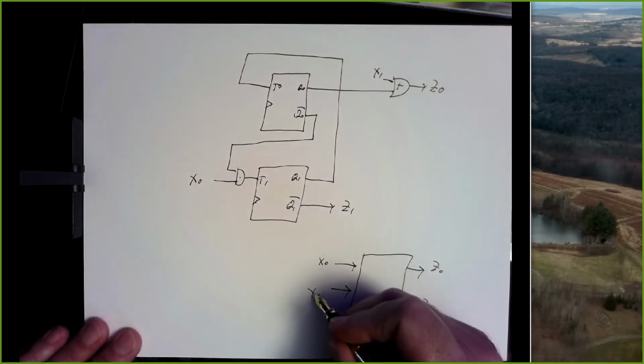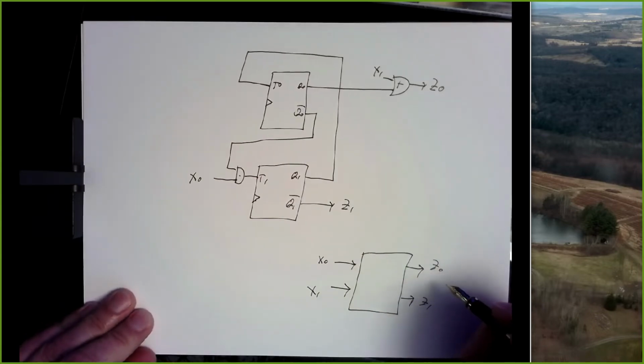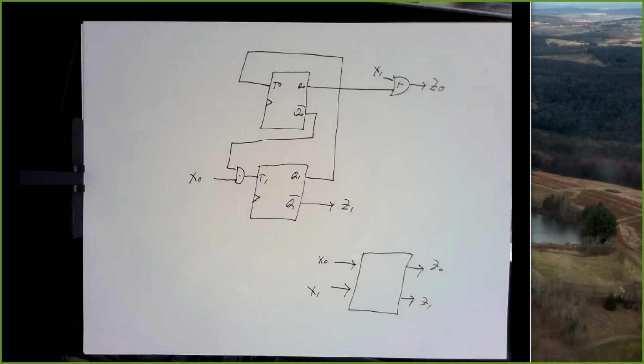All right, so we talked about Mealy versus Moore machines and Mealy versus Moore outputs, and I don't know if anyone remembers those, but Z0, anybody want to venture a guess whether this is a Mealy or a Moore output, and why?